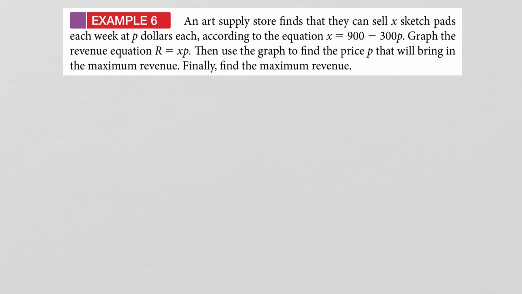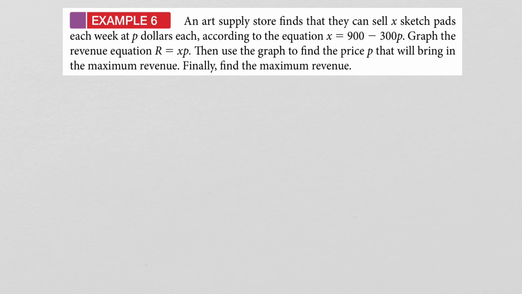In the next example, an art supply store finds that they can sell x sketch pads each week at P dollars each, according to the equation x equals 900 minus 300 times P. Graph the revenue, R equals x times P. Then use the graph to find the price P that will bring in the maximum revenue. Finally, find the maximum revenue.